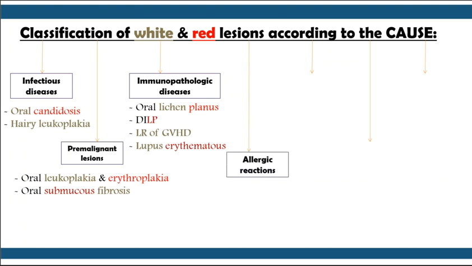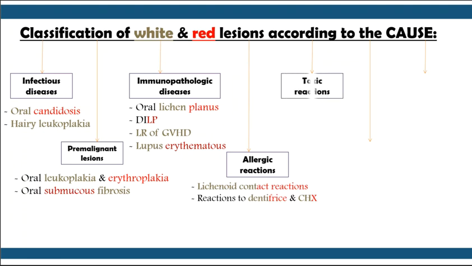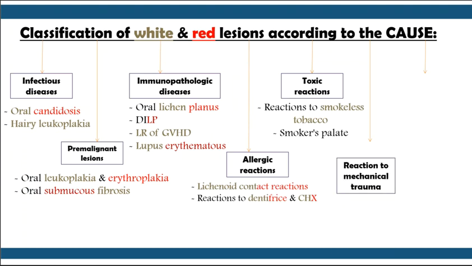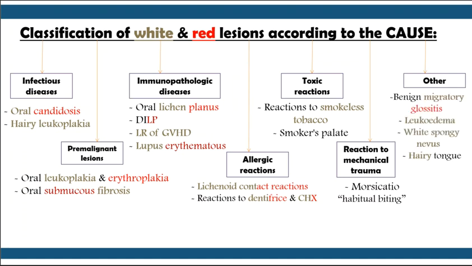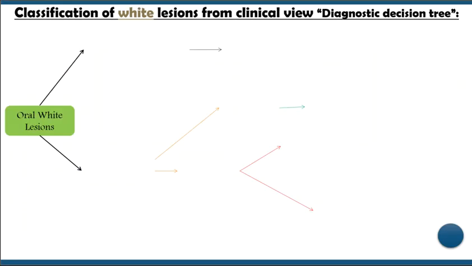طبعا الحاجات دي كلها we will know about it. ناخدها بالتفصيل. Allergic reactions عندنا زي lichenoid contact reaction, toxic reactions. Okay, مثلا عندنا a reaction ل smokeless tobacco, reaction to mechanical trauma، عندنا الhabitual biting أو الhabits اللي بيعملها البيشنتس وإحنا بنسميها morsicatio. Okay. عندنا other diseases اللي هي not classified under any of the previous اللي هي benign migratory glossitis, leukoedema, white sponge nevus and hairy tongue.